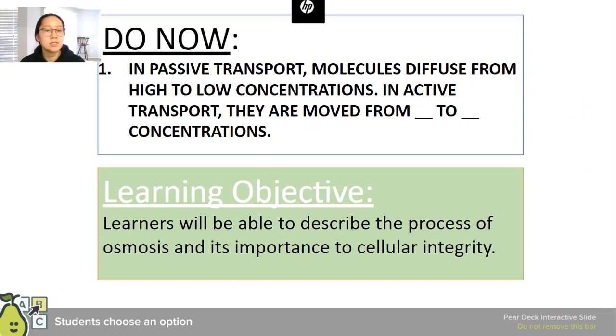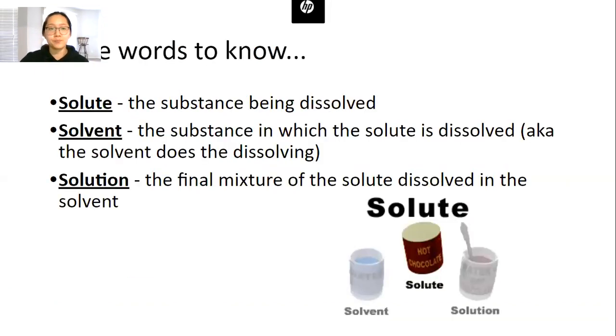And the learning objective is that y'all will be able to describe the process of osmosis and describe its importance to cellular integrity. So we're actually only going to focus on osmosis today, and that's going to be the movement of water, or diffusion of water. And I mentioned it in the last class, but it is important that we focus on just osmosis because water is important to life, and we're going to see why.